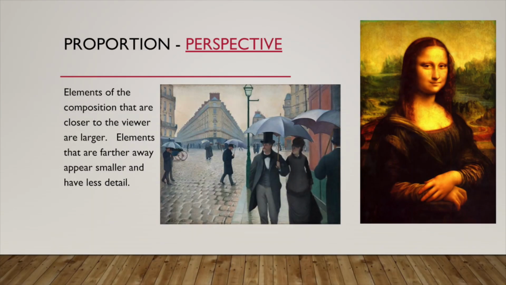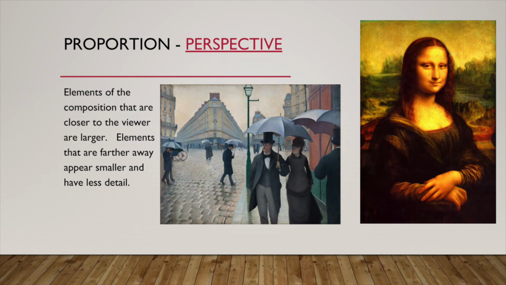And our next vocabulary word to describe proportion is perspective. And that is when things get smaller as they get farther away. They also have less detail. Look at these examples here. This image where these people are holding umbrellas.